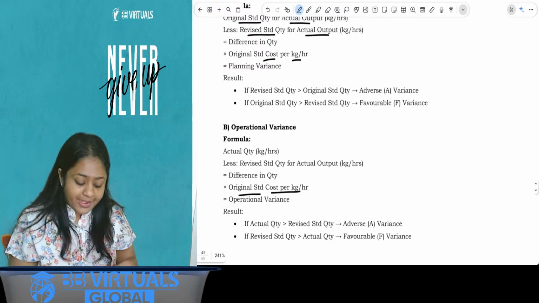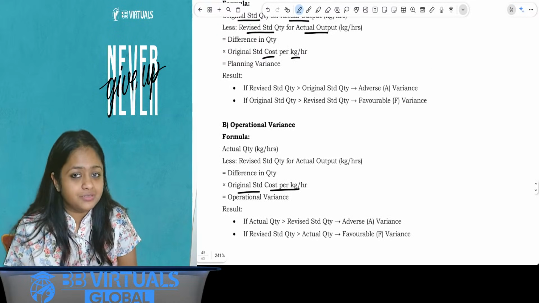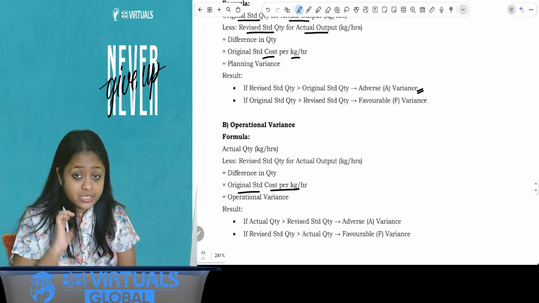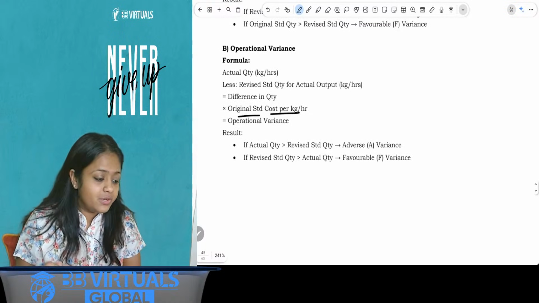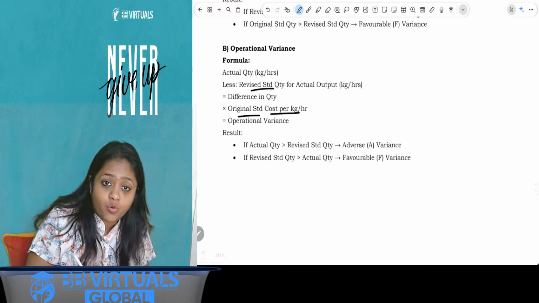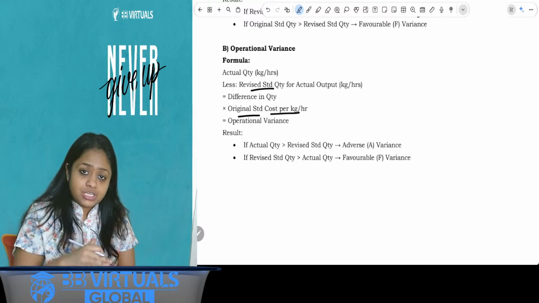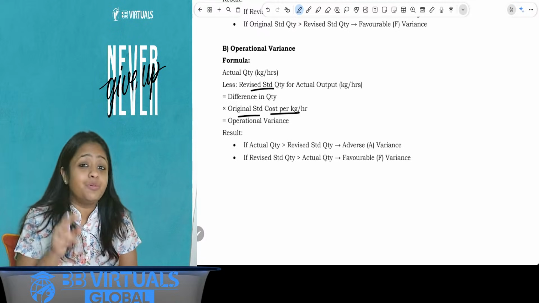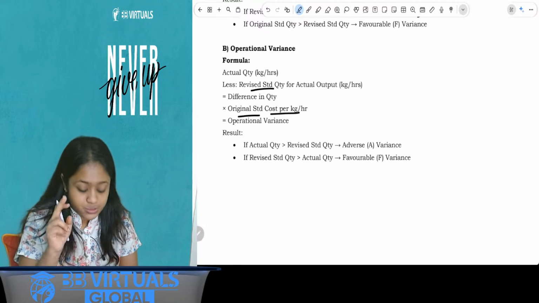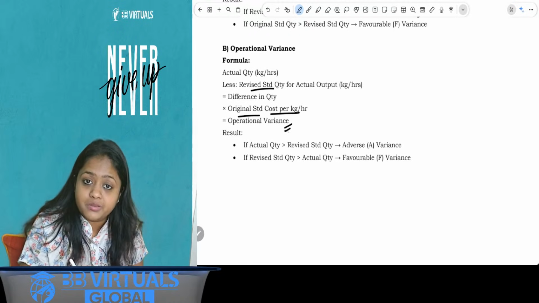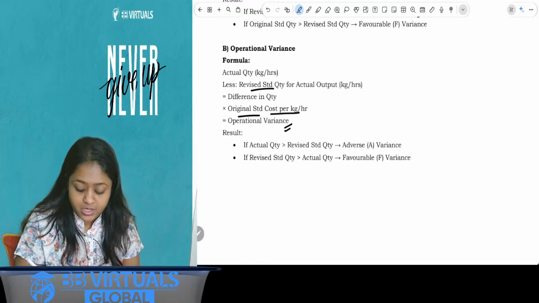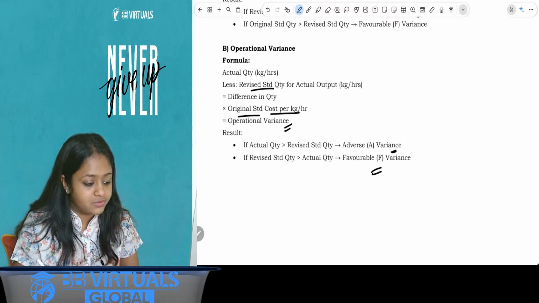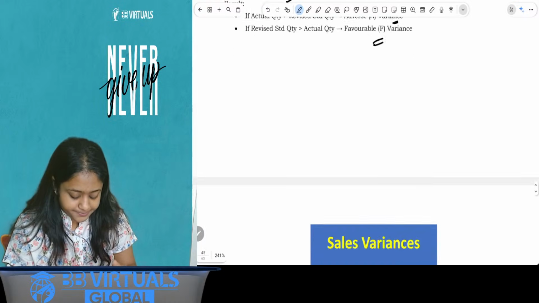Clear? So if your revised standard quantity is more than the budget, it's an adverse variance. Why? It is going to cost more for the entity to use more kgs. Likewise, when I do operational variance, I will compare the revised standard quantity for actual output and actual input for actual output. Clear? Now you take the difference and multiply it with the original standard cost per kg and get the operational variance. If actually you are using more quantity, it's an adverse variance. If actually you are using less quantity, it's a favorable variance. Done and dusted? Clear?